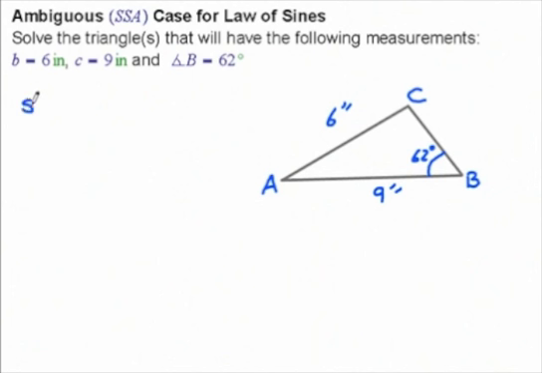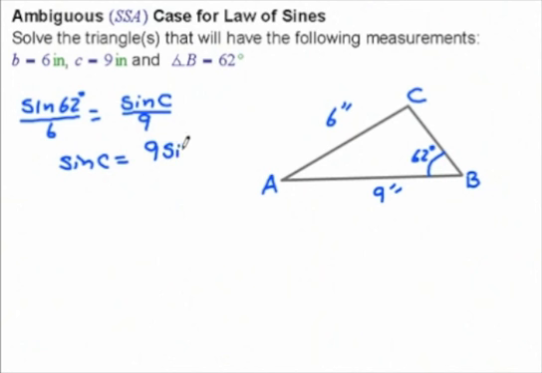So I'm going to start off with sine of 62 degrees over 6 inches is going to equal, opposite of the side that we have is angle C, so sine of angle C over its opposite side, which is 9 inches. So when we start solving for sine of C, we're going to have sine of C is equal to, multiply both sides by this 9, and we're going to get 9 sine of 62 over 6. And then again, we're going to use the inverse sine function to find out the acute measure of it, and then see if there's an obtuse version of it.